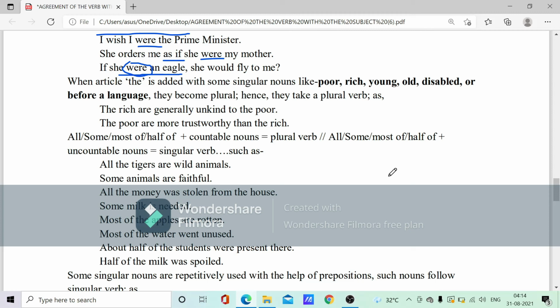The young, the old, the disabled: if the article is there, in that case you would find that they become plural, right?